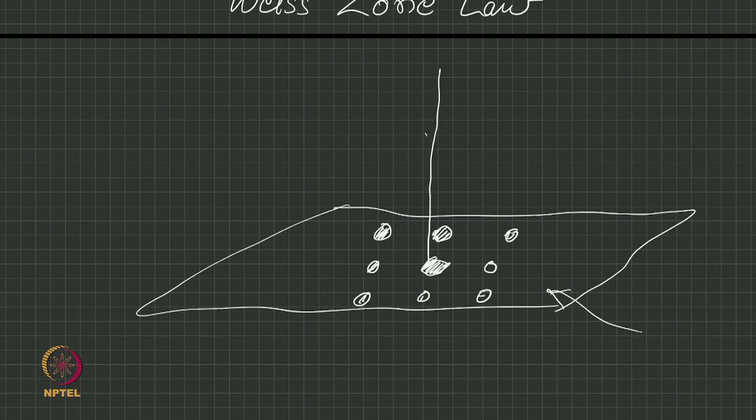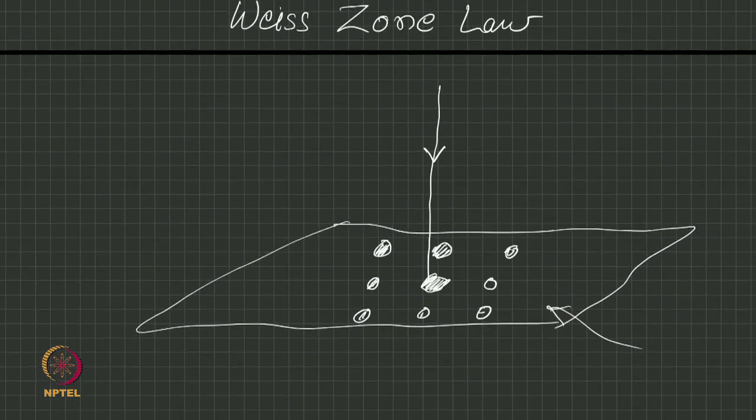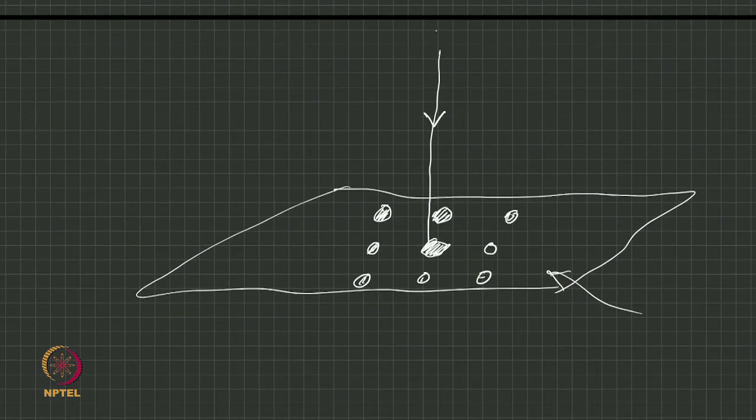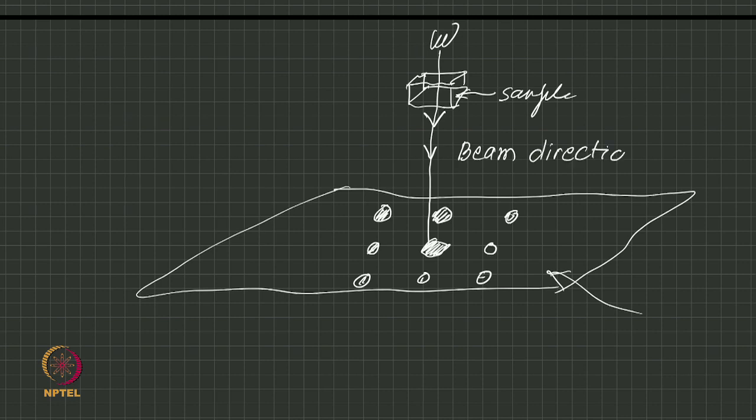What is happening is the electron beam is coming from the top, from the electron gun, and your sample is somewhere here, which is a crystal. So, you can give the beam direction, that is, in the crystal what direction the electrons were passing. That beam direction in the crystal will be UVW.